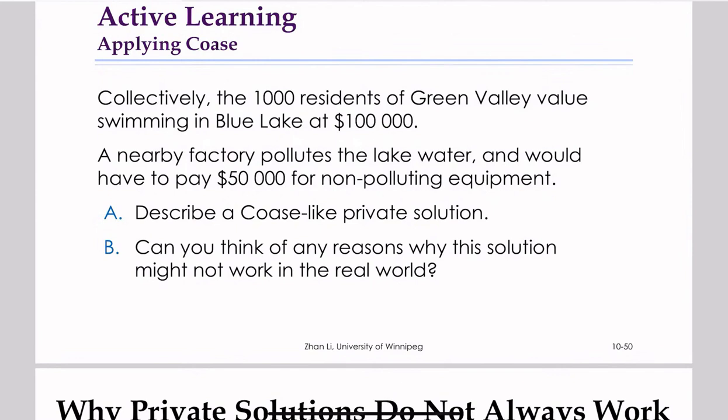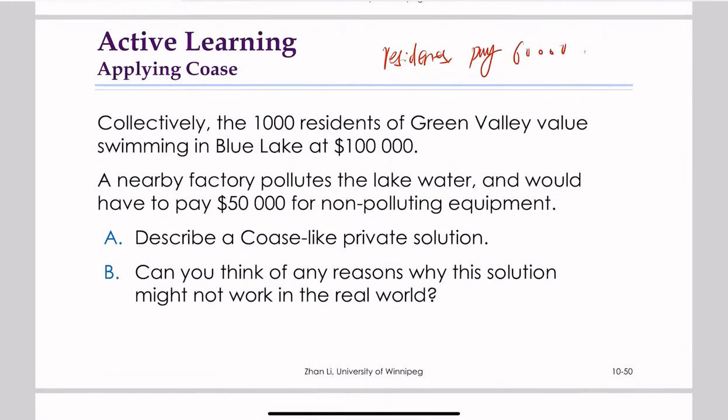So let's describe a Coase-like private solution. What you can see here is basically these residents could talk to the manager of this factory, right? For example, these residents can actually pay $60,000 to the factory. Let me write this down. Let's say the residents pay $60,000 to the factory.